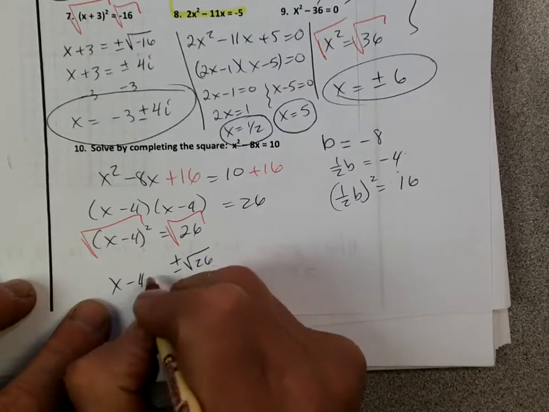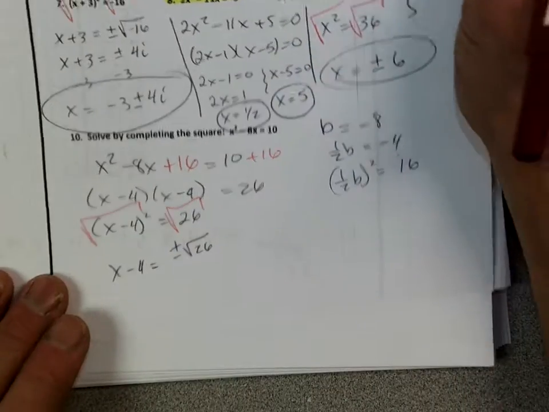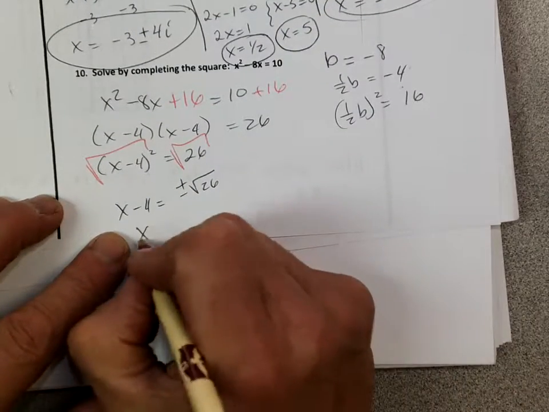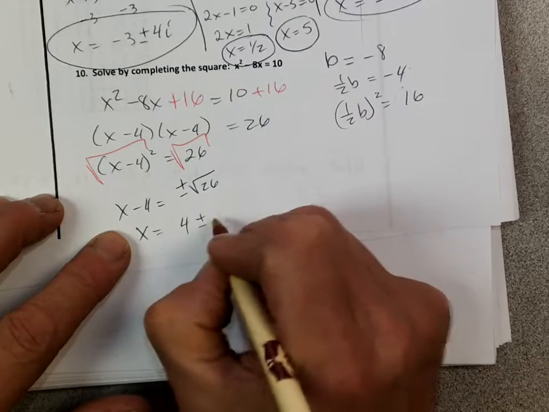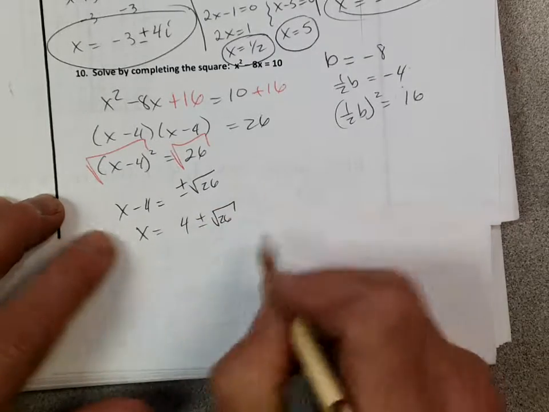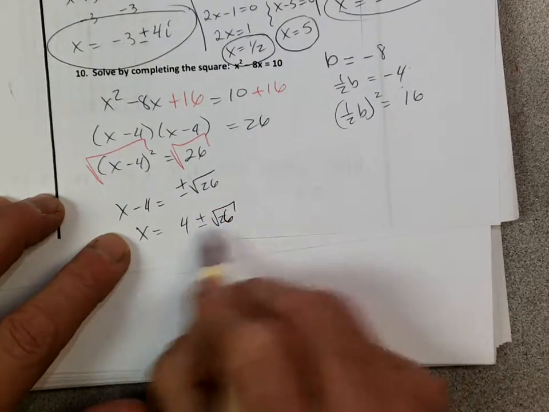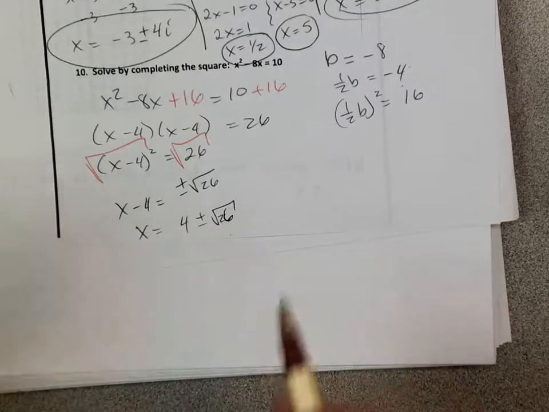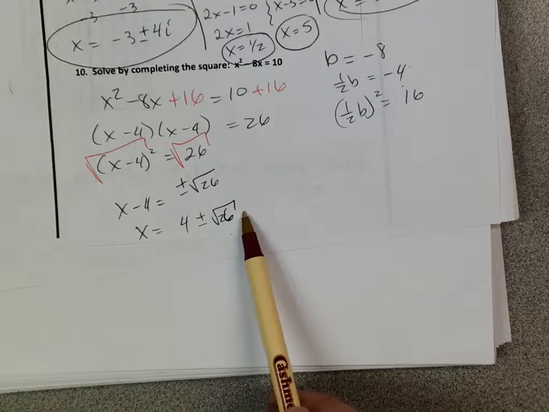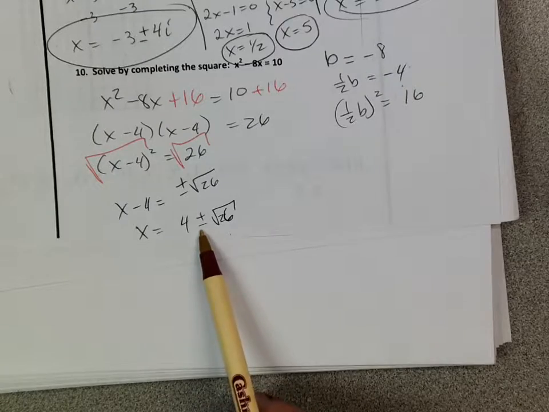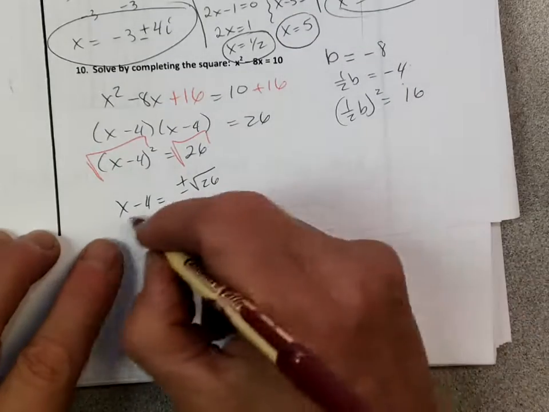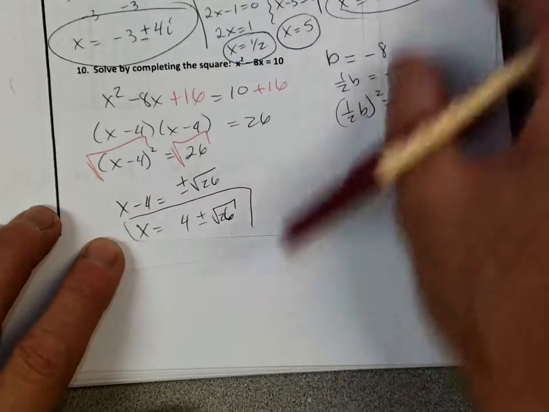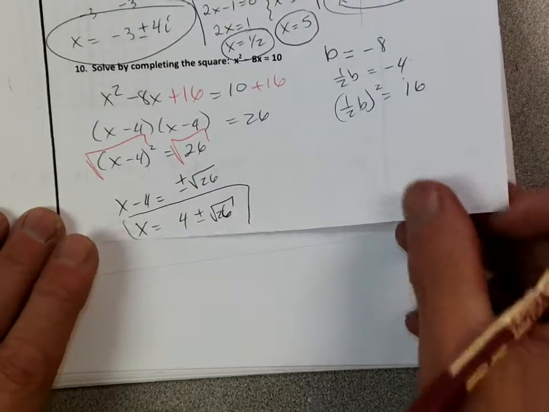X minus 4 equals that. And then I'm going to add 4 to both sides. X will equal 4 plus or minus the square root of 26. So we're just going to leave that answer like that. You can't add these because one's a square root, one's not. It does have two answers, 4 plus the square root of 26, and 4 minus the square root of 26. Those are my two answers, okay? All right. Ready to turn the page.